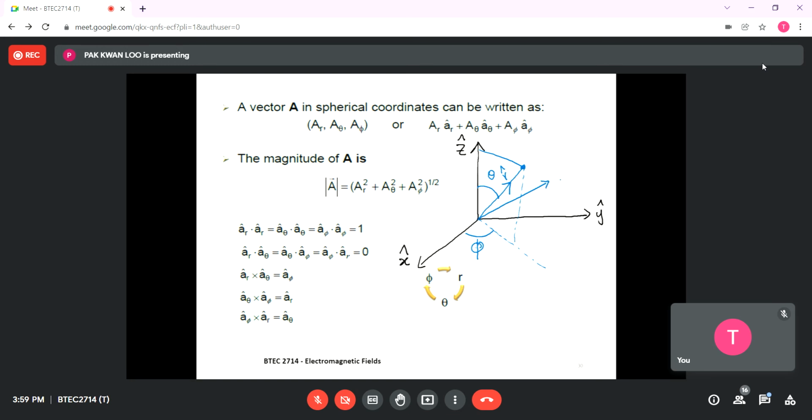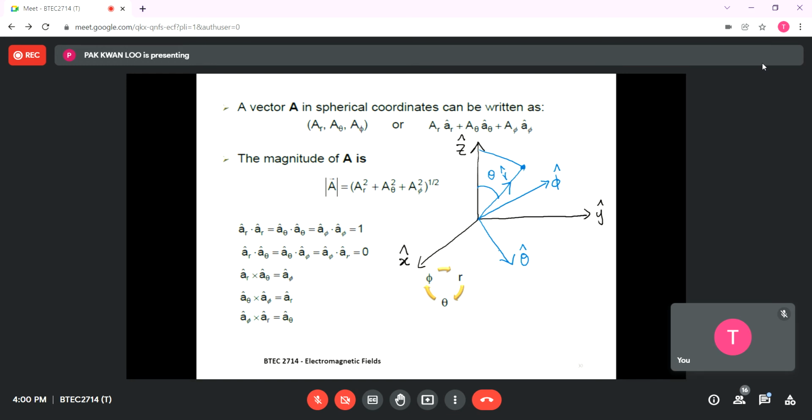So we have to use a little bit of imagination here. So this is phi cap, okay, and also theta cap. So how is it that this direction theta cap is pointing down, is pointing in this direction?